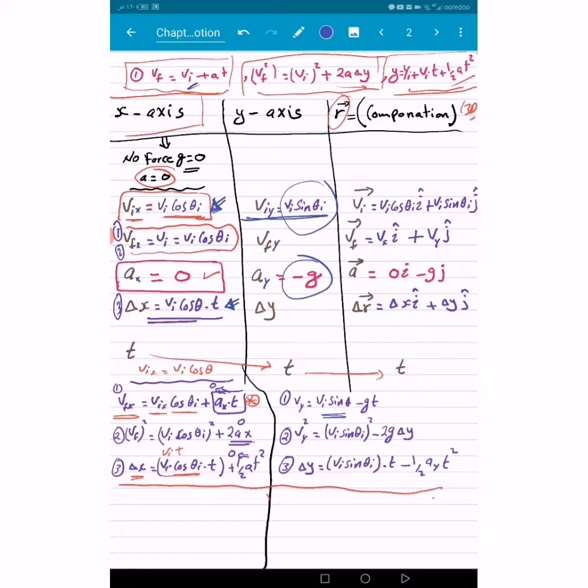Just put the components x and y. At x, the acceleration is equal to 0. At y, it means the same, so that means 9.8 at j, or any value that is given in the question. So that is the important equations in this chapter.